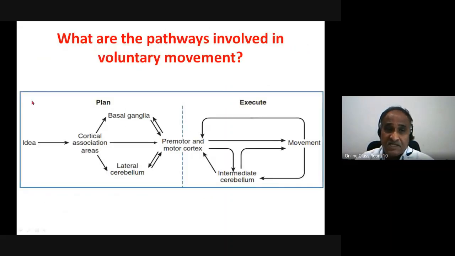Now, to summarize. Your voluntary action begins with the idea. From the idea, it sends impulses to the motor association area. The motor association area sends impulses to the premotor cortex. At the same time, it sends impulses to the basal ganglia for providing the plan of the work, how it is to be done, and to the lateral cerebellum. The basal ganglia and lateral cerebellum provide the planning, and then comes the premotor cortex. Here the execution part begins, the action part begins. They will send impulses to the motor neurons for the movement.